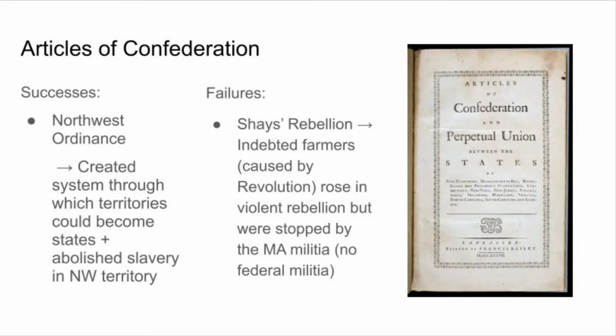One major success of the Articles was the Northwest Ordinance, which created a process by which the territories could apply for statehood as well as abolish slavery in the Northwest Territory. On the other side, one of the major failures of the Articles was Shays' Rebellion. In Massachusetts, an angry mob of indebted farmers led by Daniel Shays rose up in violent rebellion against the government. Although the rebellion was eventually put down by the Massachusetts militia, it highlighted the fact that relying on state militias as a result of the lack of a national army could prove ineffective eventually.